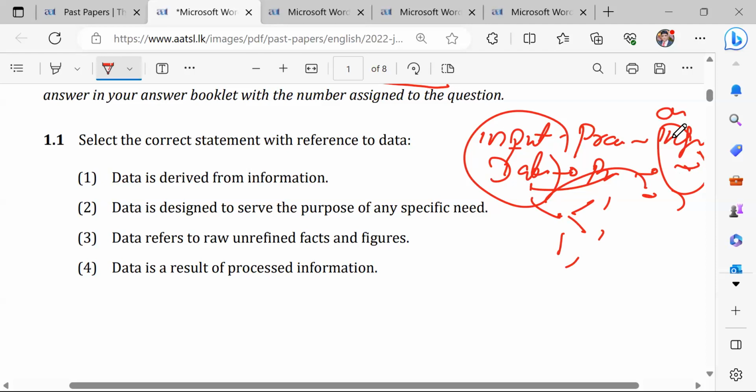Right. Data is derived from information. That is wrong. Data is not designed to serve the purpose of any specific need, and data is not processed actually. Data is just gathered from a specific source, that's it, but it is not prepared for a specific purpose. Information is prepared for a specific purpose. Data refers to raw, unrefined facts and figures. Now, the third answer is the correct one.